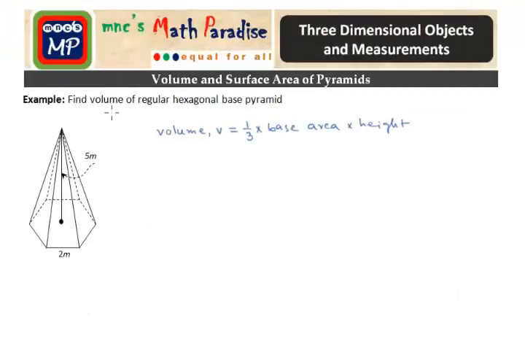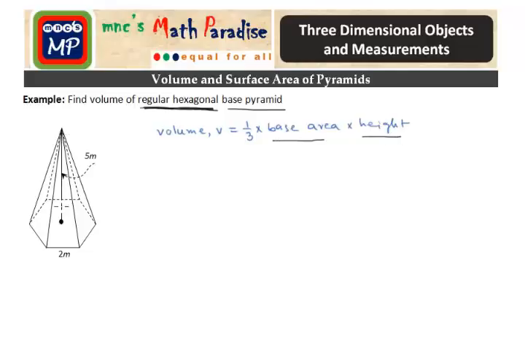Let us find the volume of the regular hexagonal base pyramid. That means in this pyramid, the base is a hexagon and it's a regular hexagon. That is very important, regular hexagon. So we need to find the volume of this pyramid. To find the volume of the pyramid, we need the base area and height.